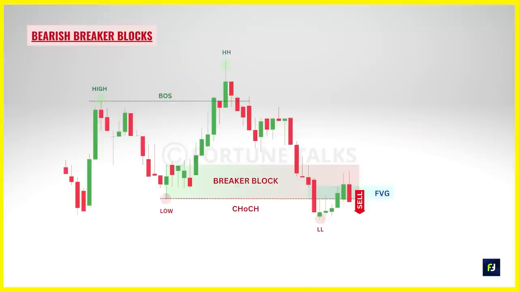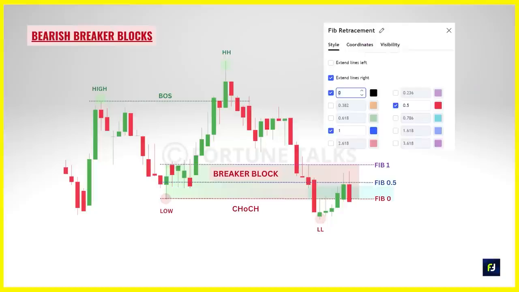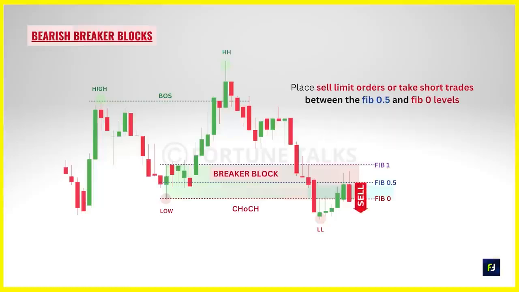Anyways, when price returns back to the bearish breaker blocks and moves lower, we can look to enter into short trades. Now, another thing you can do is to draw a Fibonacci retracement connecting the highest and lowest points on the breaker block. We only need the 0%, 50% and 100% Fibonacci levels. You can adjust this in the settings. This way, we can optimize your trade entries. You can look to place sell limit orders or take short trades between the Fib 0.5 and Fib 0 levels.